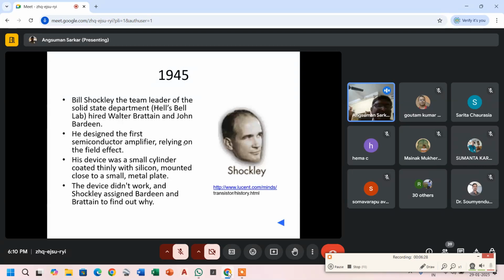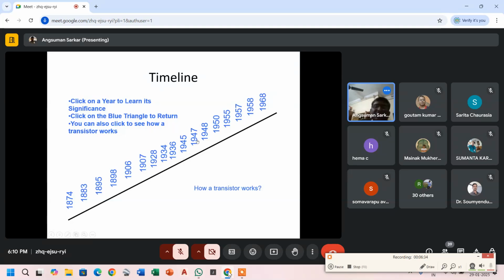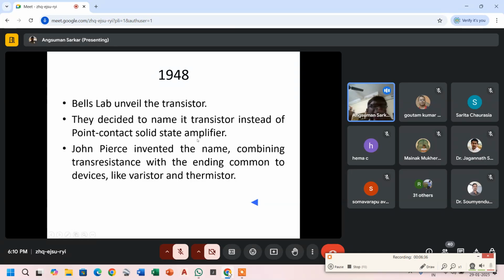Okay, that device didn't work, and Shockley assigned Bardeen and Brattain to find out why it didn't work in 1945. In 1947, Bell Labs unveiled the transistor, and they decided to name it a transistor instead of a point contact solid state amplifier. John Pierce invented the name, combining trans-resistance with the ending common to devices like varistor, thermistor. So that was the trend at that time.